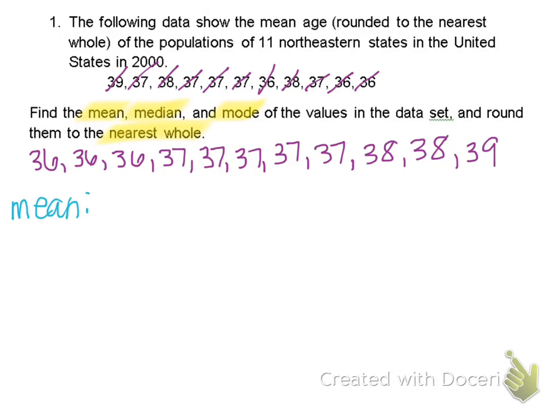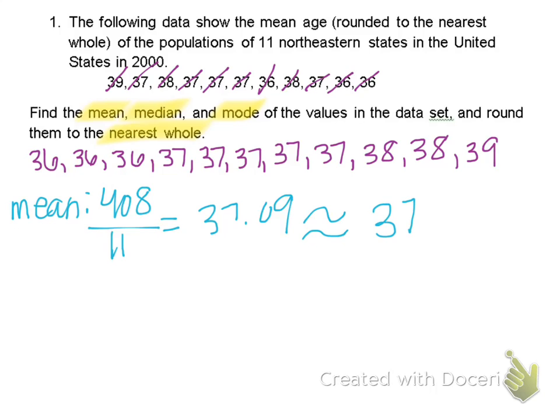So the sum is 408. And then we divide by how many numbers there are, and there are 1, 2, 3, 4, 5, 6, 7, 8, 9, 10, 11 numbers. So 408 divided by 11 is 37.09 and some other numbers. But if we have to round to the nearest whole, that's all we need. So that rounds to 37.